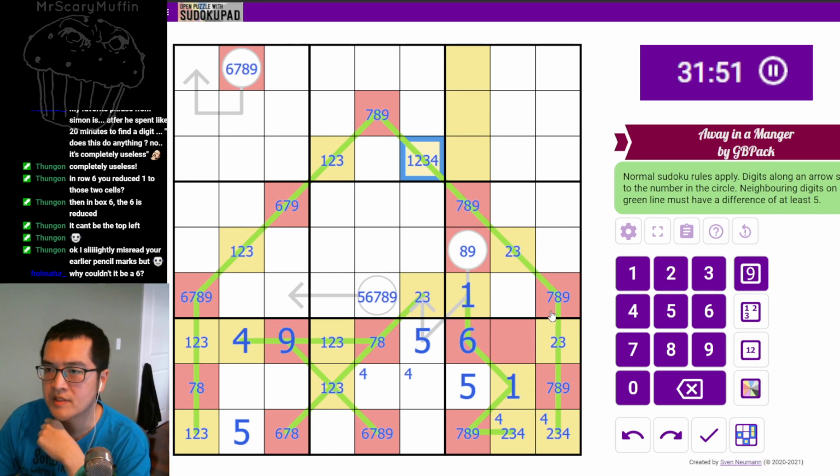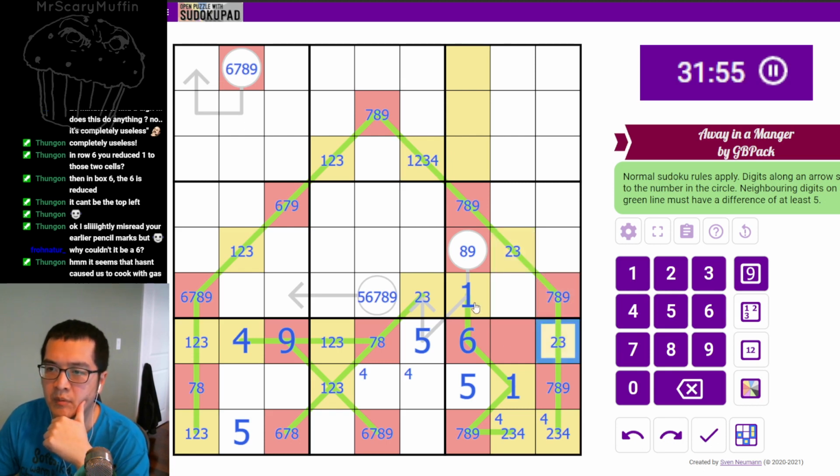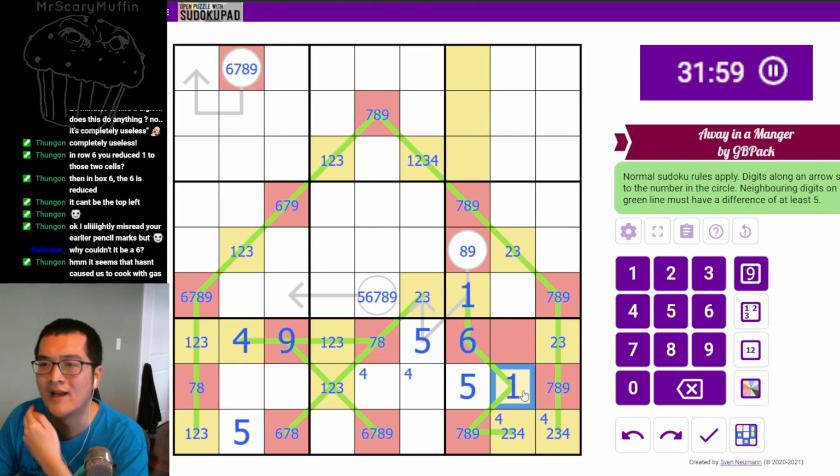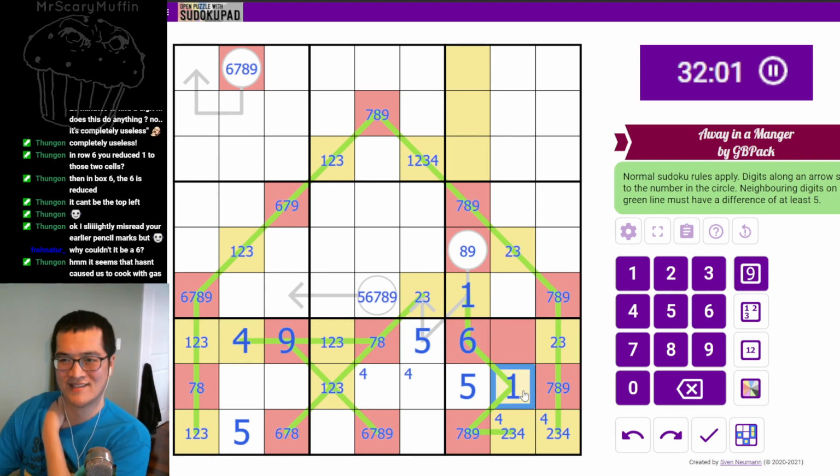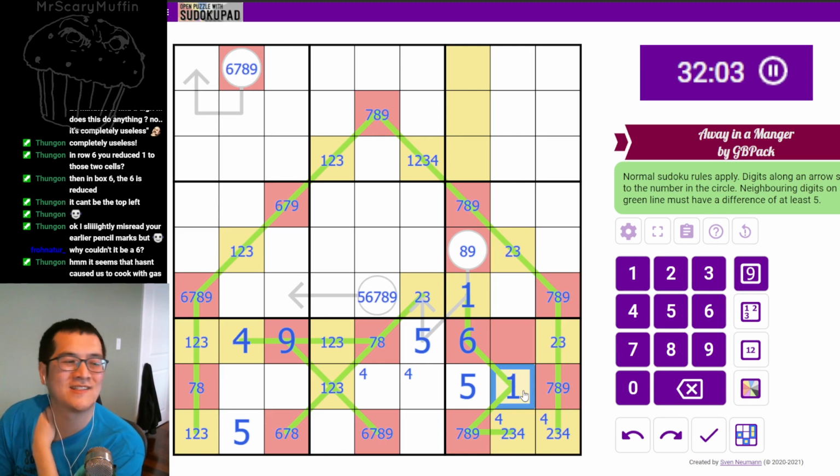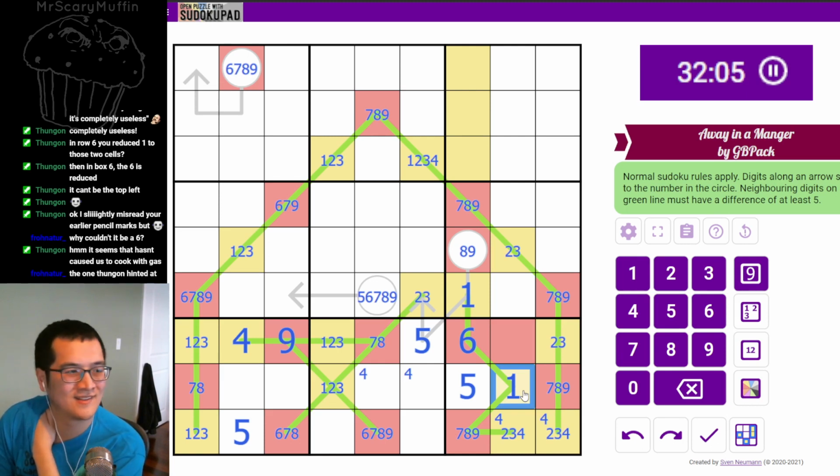Why couldn't which one be a 6? This one here? Because if it's a 6, these both need to be 1s, and 1s are in here. No, I don't think so. This is one of the harder ones. It's not. Cooking with gas is actually another one of my favorite things, and now we're cooking with gas.